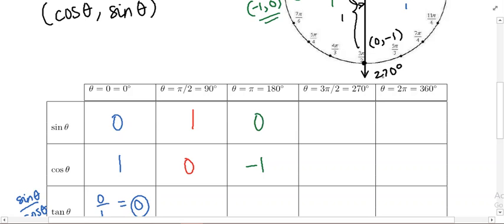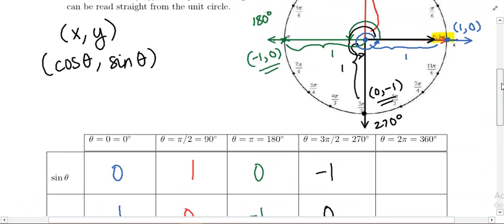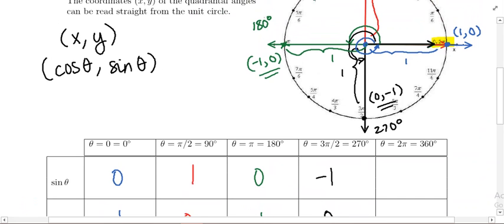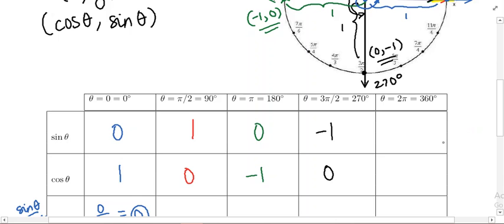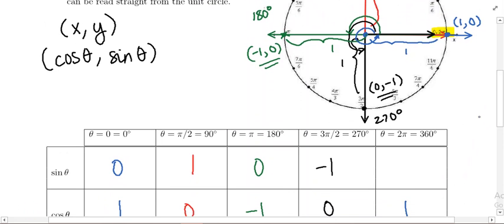All right, moving on to 270 degrees or 3 pi over 2. We know that the coordinates are 0, -1. So the x coordinate is the cosine and the y coordinate is the sine. Lastly, we get back to 360 degrees or 2 pi radians. That is coterminal with 0 degrees or 0 radians, so you have the same point you did for 0. 1, 0 is your coordinates, so your cosine is going to be 1 and the sine is going to be 0.